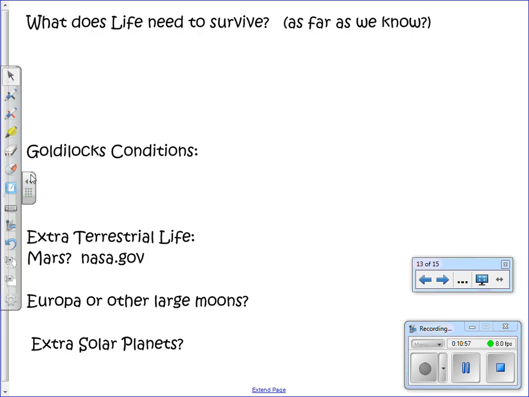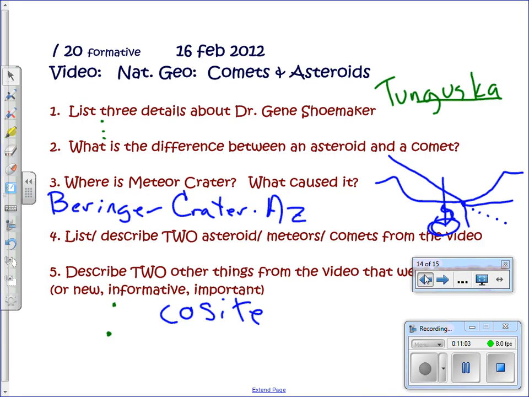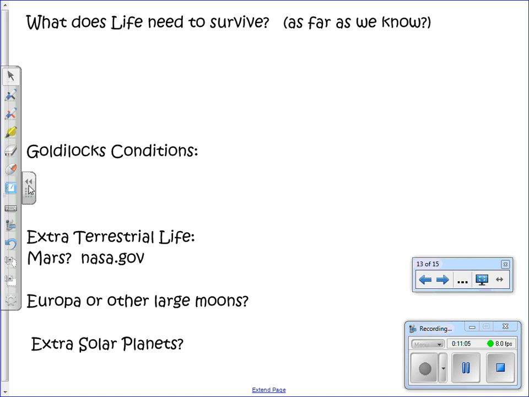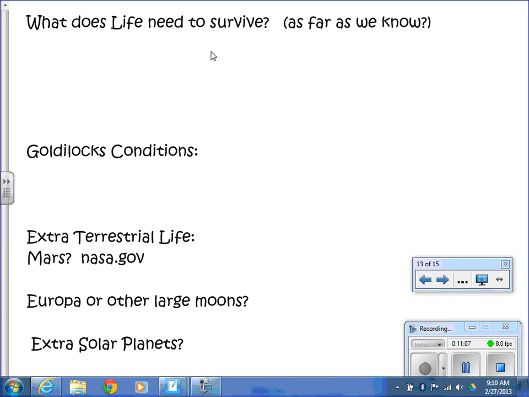Okay, and then our final topic is a little bit about life on other planets. Okay, so life on other planets, from your worksheets, from your textbook, what things do we know that life needs to survive? What are some of the things that we know that life needs to survive?